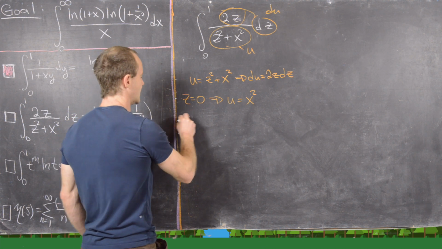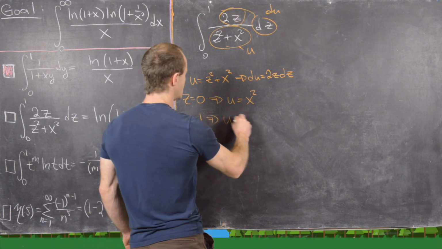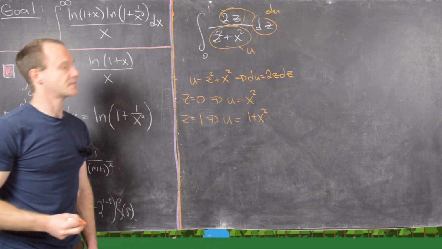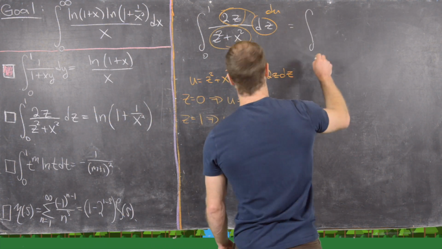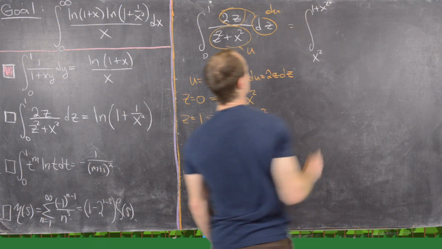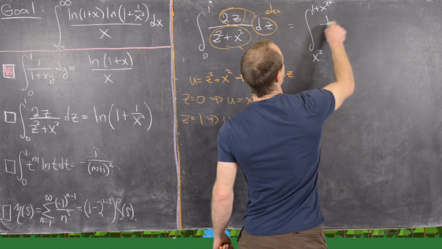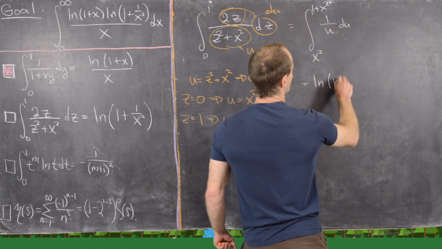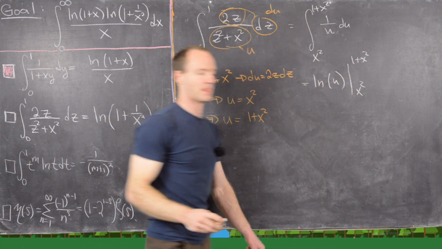And then when z is equal to 1, that's going to make u equal to 1 plus x squared. Great. So let's see what that does. This is going to change it to the integral from x squared to 1 plus x squared of 1 over u du. So that's going to give us the natural log of u evaluated from x squared to 1 plus x squared.